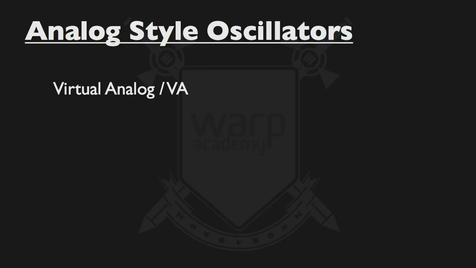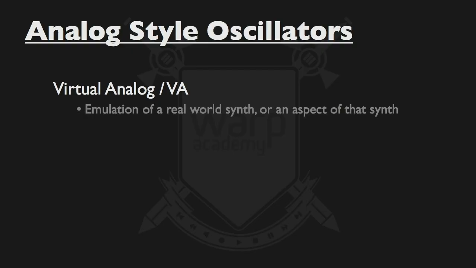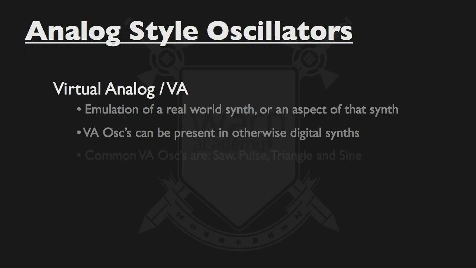So virtual analog, or VA, is a term for the emulation of a real-world analog synth, or an aspect of that synth, usually the oscillators. For example, although Native Instruments' Massive and Camel Audio's Alchemy are decidedly digital synths with their wavetable and sample synthesis functions, they both contain banks of VA oscillators, which are designed for traditional applications. There are several common waveforms most often found in VA synthesizers. In general, these are saw, pulse, triangle, and sine.